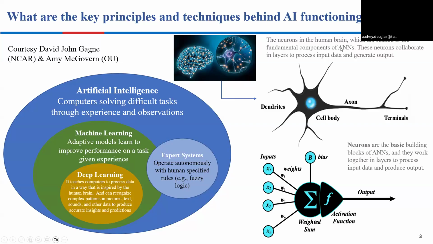Okay, look at the right side. Here you can see the neuron in the human brain, right? Which is related to the fundamental component of an artificial neural network, right? These neurons collaborate in layers to process input data and generate output, right? So here, neurons are the basic building blocks of artificial neural networks, and they work together in layers inside your computer and process the input data set to produce an output unit.